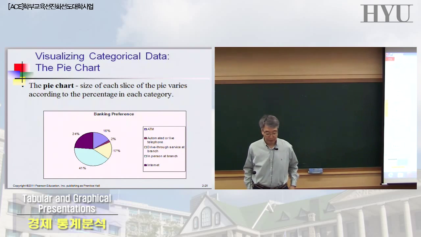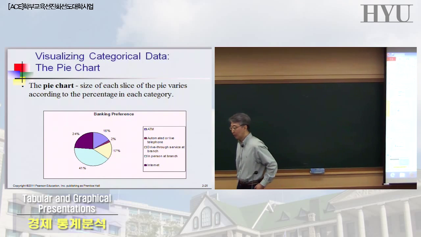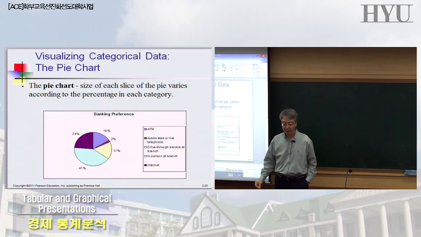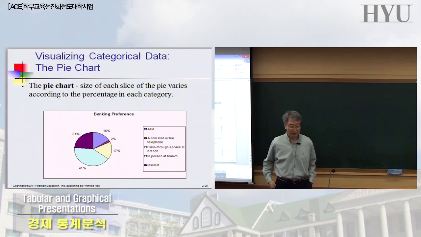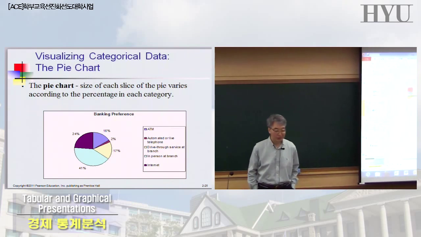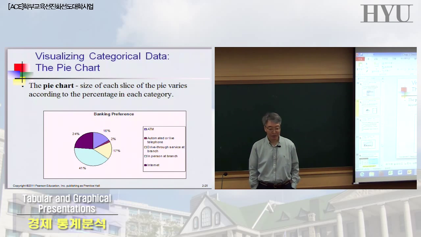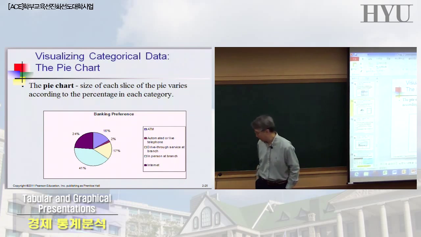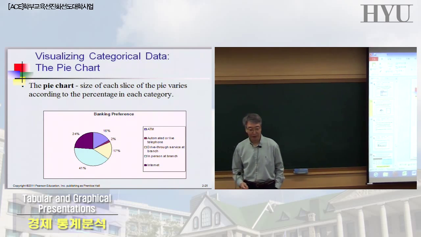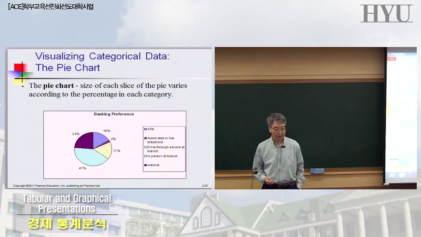How would you convert 16% into how many degrees? I think you know that. Have you done that in elementary school or middle school? Have you constructed the pie chart without using a computer? How would you do that? First of all, how would you calculate the degree? How many degrees do you have to allow for each category?